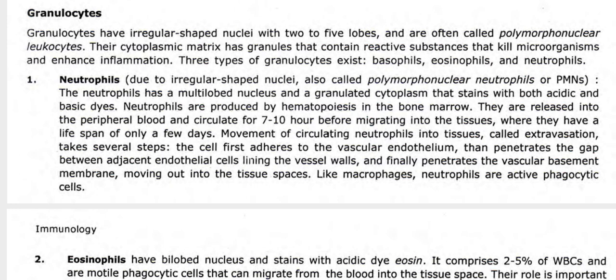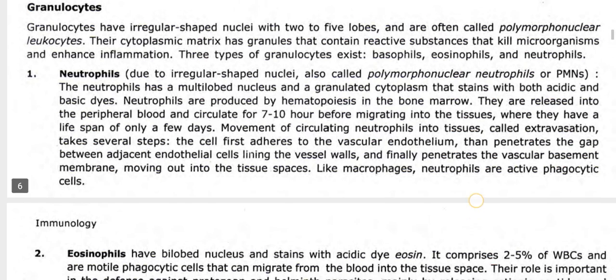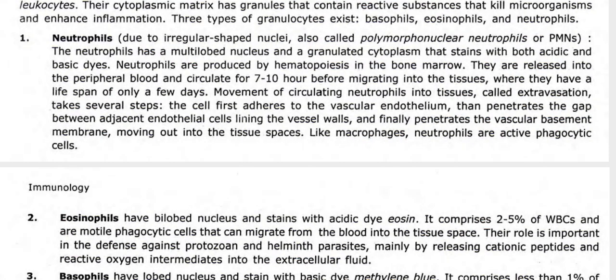Neutrophils, due to irregular shaped nuclei, are also called polymorphonuclear neutrophils or PMNs. The neutrophil has a multi-lobed nucleus and a granulated cytoplasm that stains with both acidic and basic dyes. Neutrophils are produced by hematopoiesis in the bone marrow. They are released into the peripheral blood and circulate for 7 to 10 hours before migrating into the tissues, where they have a lifespan of only a few days.